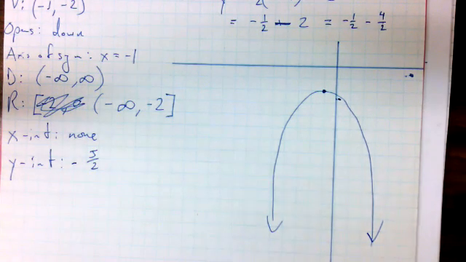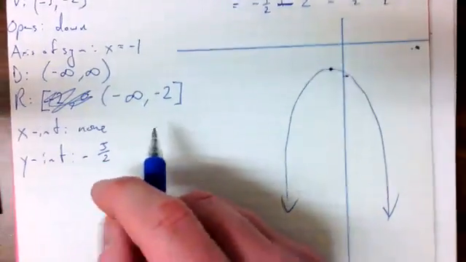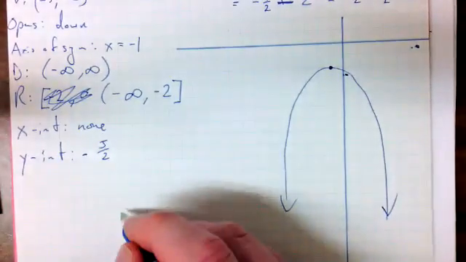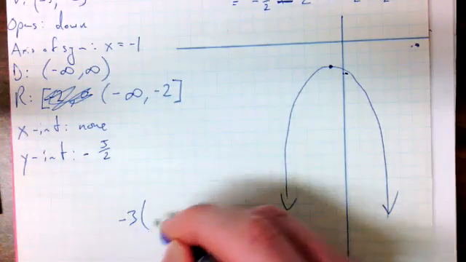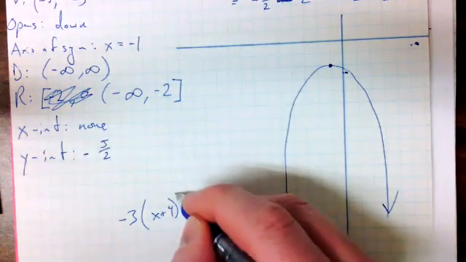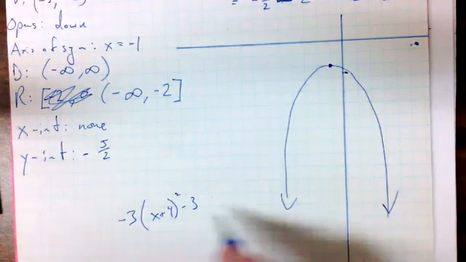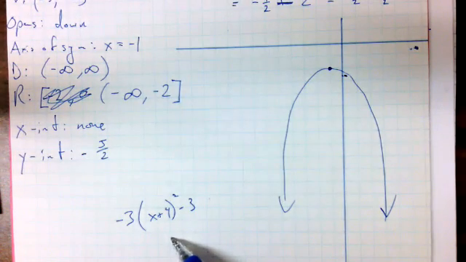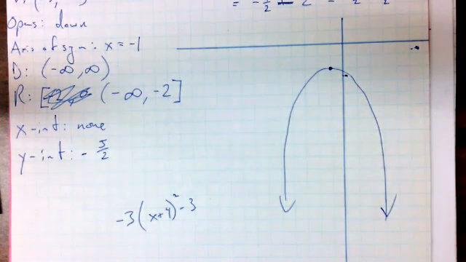Hopefully that makes sense. Remember, if you want to just practice, if graphing is giving you a hard time, you can just make things up. You can say -3 times x plus 4 squared minus 3, whatever, try it out. And if you want to know if you did it right, put this into Desmos. And then you can see.